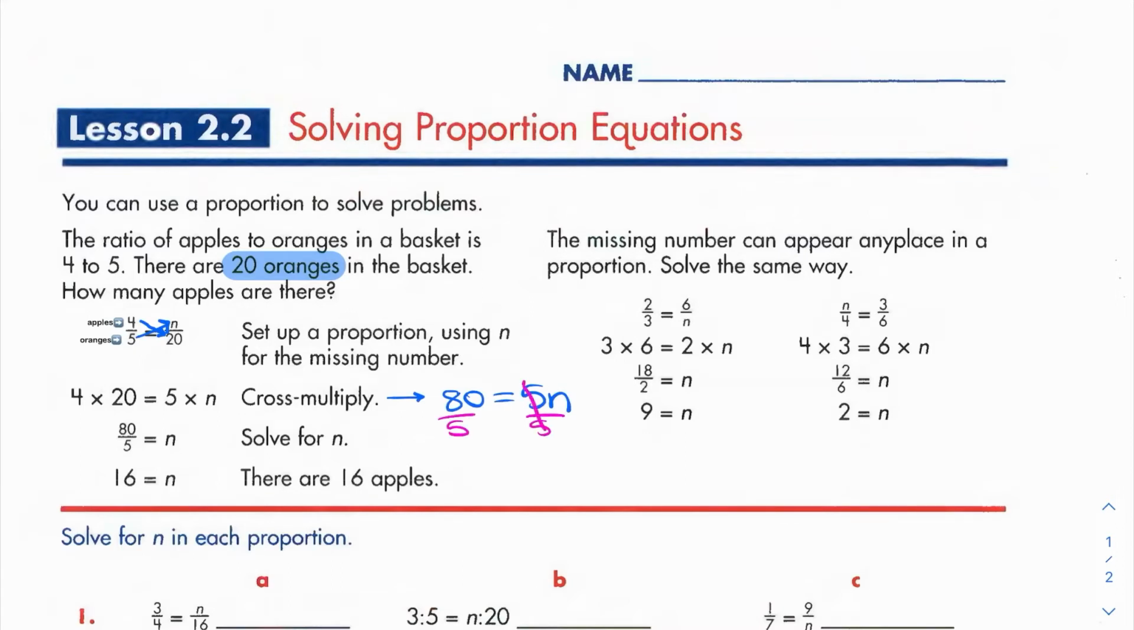We are able to cancel the two 5's on the right-hand side, leaving us with just n, which brings us to the next step. 80 over 5 equals n. The final step is to divide 80 by 5, which gives you 16. So therefore n, the number of apples, is 16. So if there are 20 oranges, as stated in the problem, there should be 16 apples. Notice to the right there are some more examples. These are just representing where n could be in different positions in the equation.